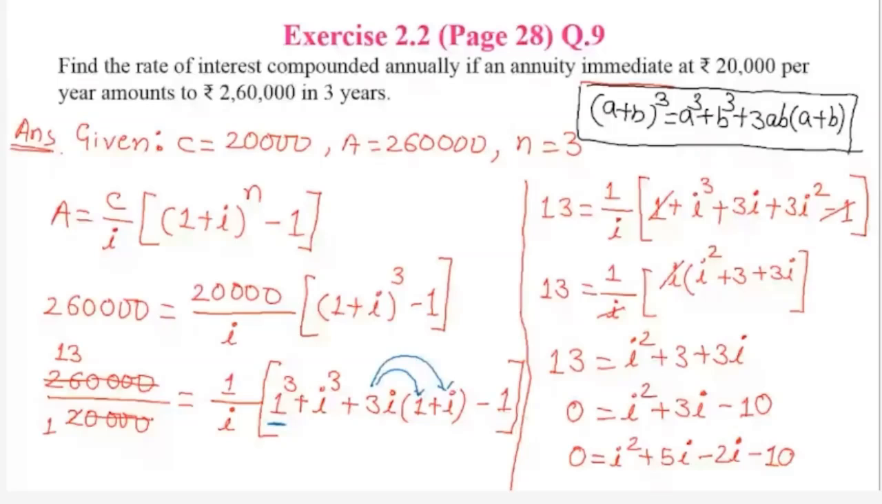Now you'll get two values of I. One value will be positive, one value will be negative. Interest rate cannot be negative, so you have to take only the positive value. But anyway, we'll do that in the next lecture, because it is already 1 minute over. Pending this sum, the next lecture will continue. Yes, I comes as 2. One value of I will be minus 5. I is equal to minus 5 and I is equal to 2. Minus 5 is not acceptable. We'll do that in the next lecture.